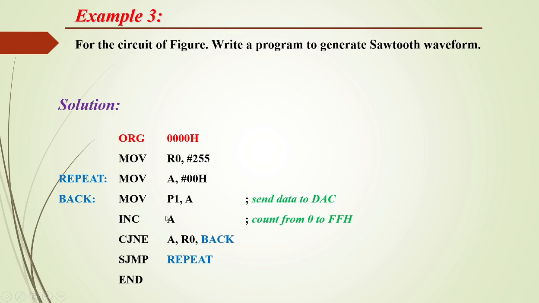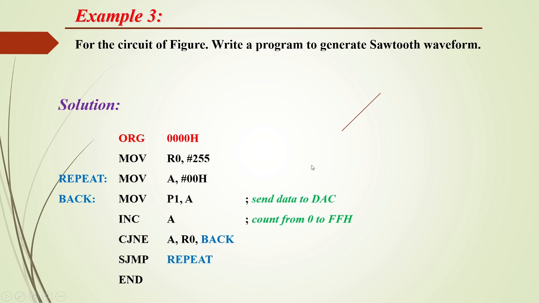Now after incrementing, the value of A is 01H, which is not equal to 255, so jump back. Here again that incremented value will be sent to the DAC. Again A is incremented, so this loop will be executed till the content of the accumulator equals 255. So in this way the first ramp is generated, because here the accumulator is continuously incremented, and that incremented value is continuously sent to port 1. No delay is generated, so we get this continuous ramp.